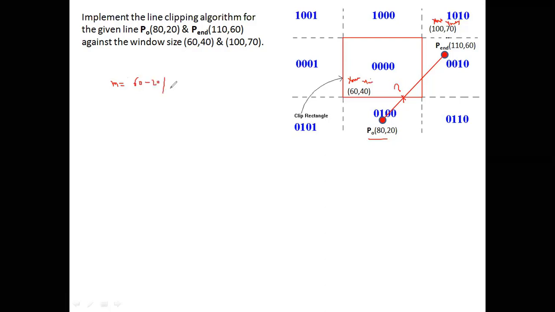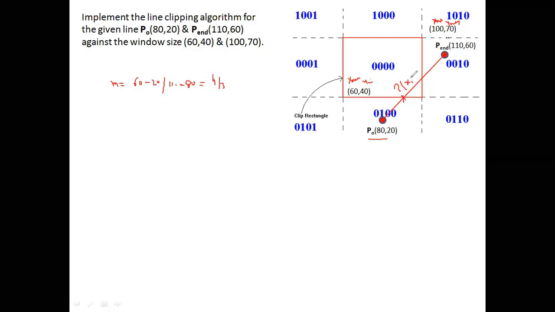Okay, divided by 110 minus 80. 110 minus 80, that leads to 4 by 3. So this is the slope of this line. Now what do we have to calculate over here? We have to calculate the value of x.